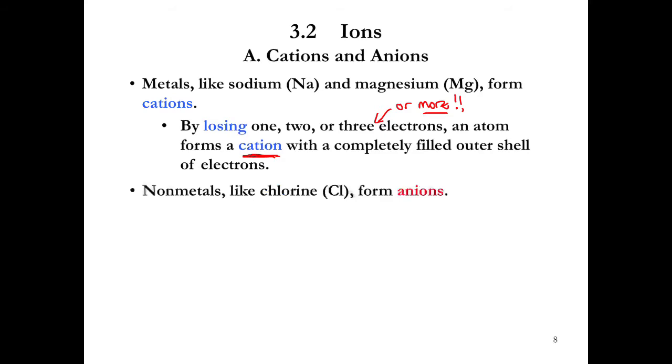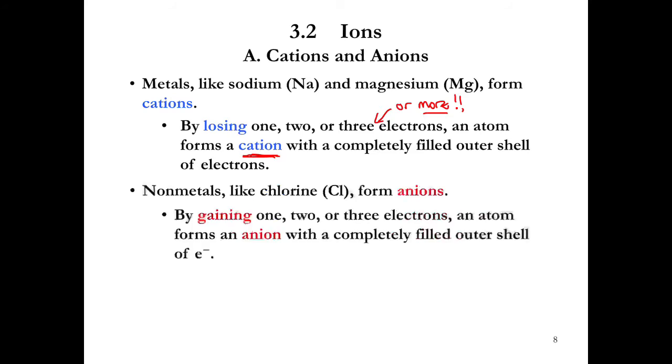Nonmetals like chlorine or phosphorus or bromine or sulfur tend to form anions, negatively charged ions, because nonmetals gain electrons to have a full outer shell. So, for example, if we were talking about sulfur, if we look at where sulfur is on the periodic table, it has 6 valence electrons. Now, in order for it to have a full outer shell, it would have to gain 2 more electrons, which means that when sulfur makes an ion, its ion would have a -2 charge.